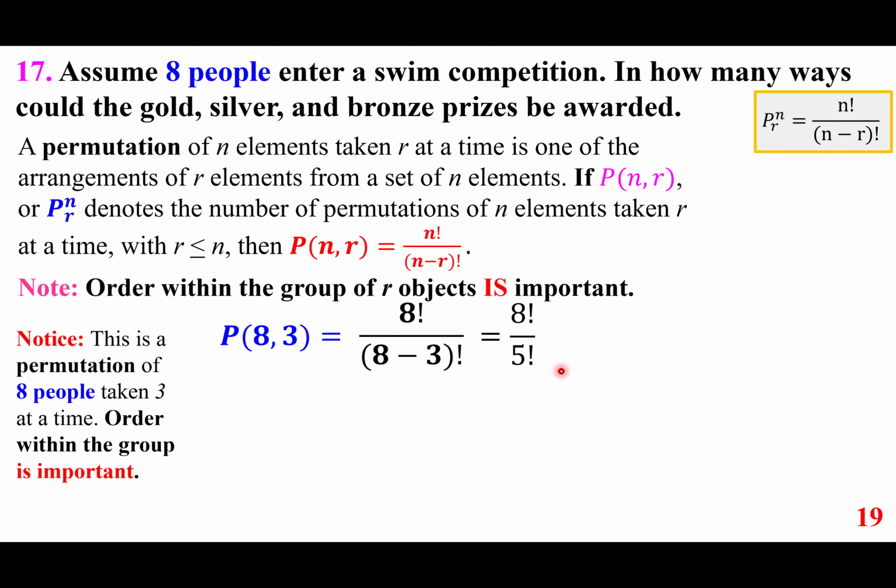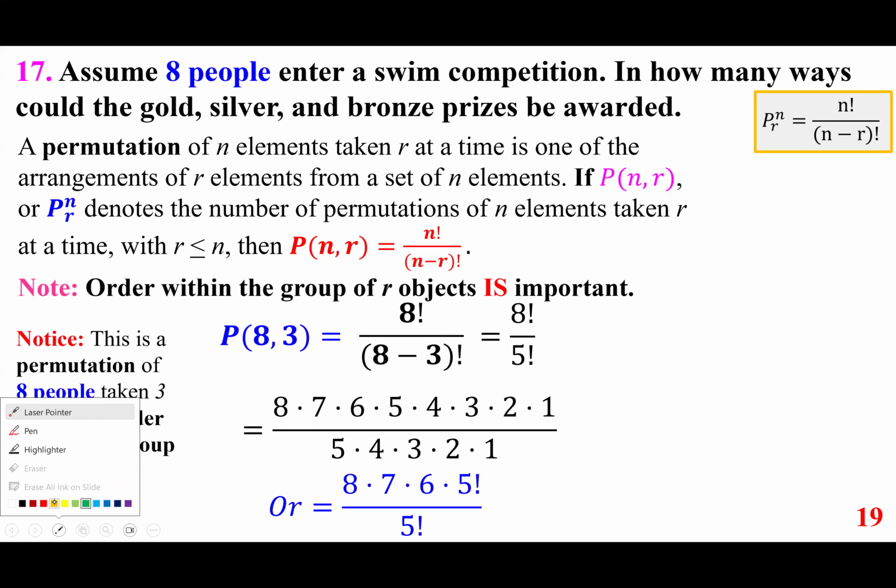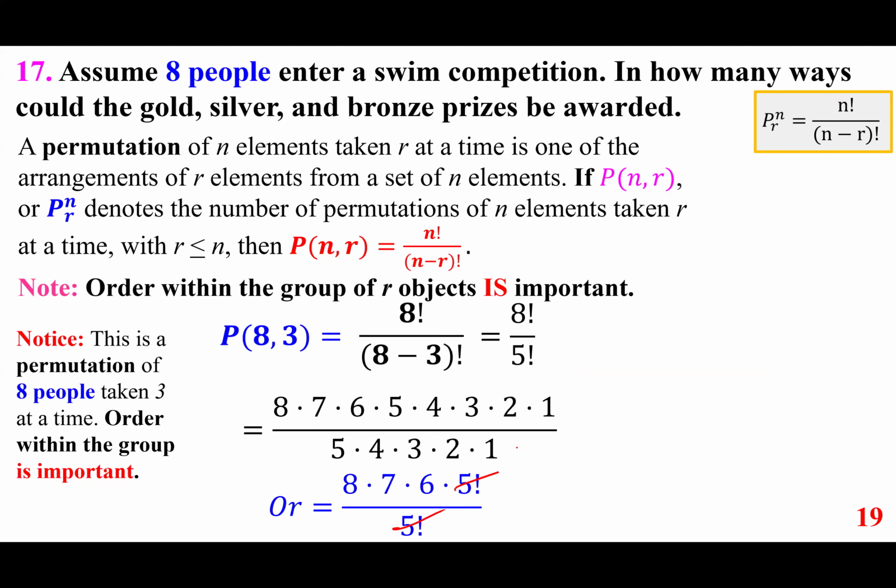Now, I want to show you both ways. Of course, I'm not going to do the first way. The first way is just expand. But the second way, as I said, this is 5 factorial. Keep it, so it becomes 8 times 7 times 6 times 5 factorial. I would go this route. That's easier. So we drop the 5 factorial. So it's 8 times 7 times 6, 336.